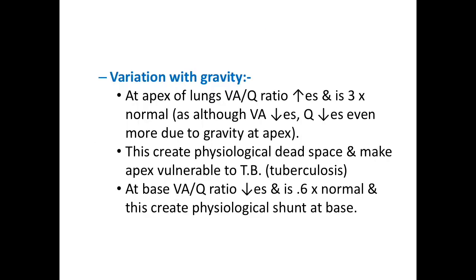Now next is the effect of gravity on this ventilation perfusion ratio. At the apex of the lungs, this ventilation perfusion ratio increases and is 3 times as compared to normal. The reason is that ventilation decreases, but perfusion is even more decreased due to gravity at the apex, and because of this there is formation of physiological dead space and it makes the apex more vulnerable to tuberculosis. Now at the base, this ventilation perfusion ratio decreases and is 0.6 as compared to normal, and this creates physiological shunt at the base.